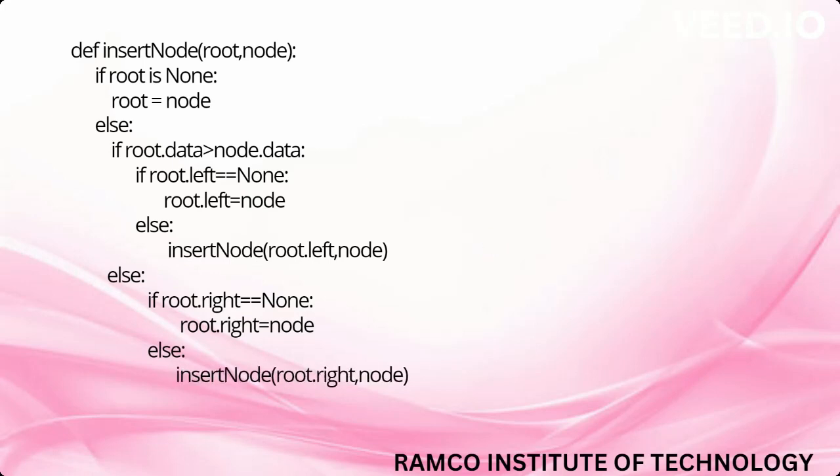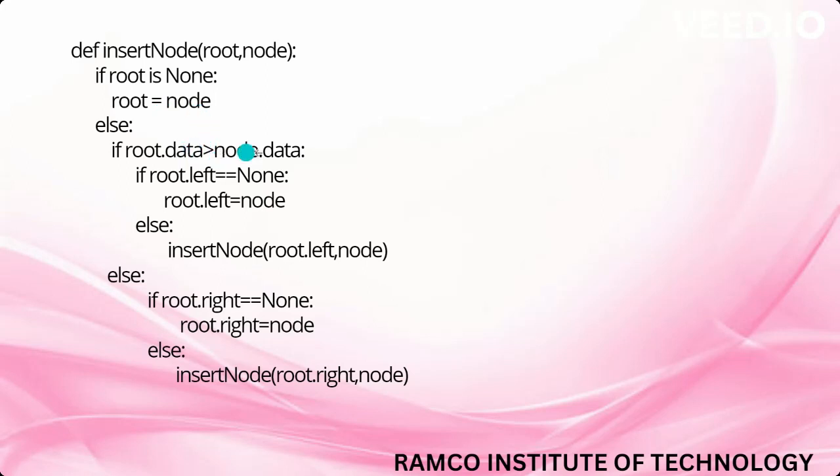This is the code for inserting an element in the binary search tree. Here we define a function called insert node by passing the parameters root, node. We need to check the condition. If root is none, we simply return the node as the root, so root equals node. Else we need to check the next condition.